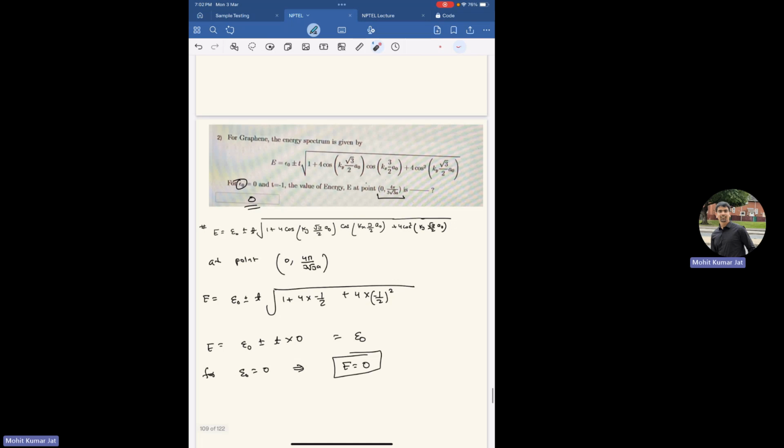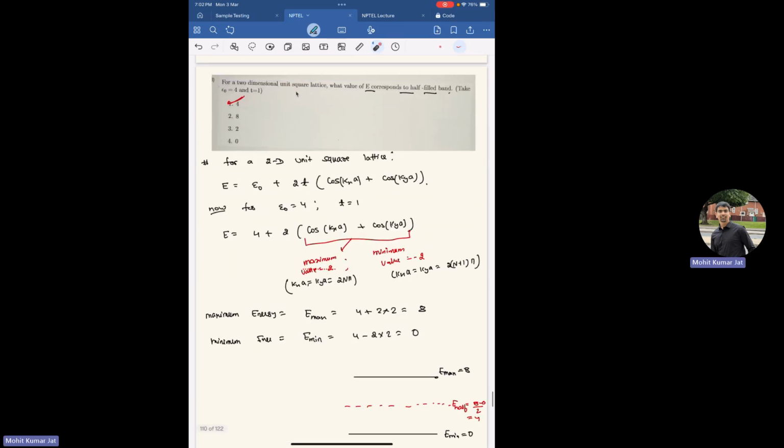Now moving to the second question. For graphene, the energy spectrum is given by E equals E0 plus minus T under root of this quantity. They ask what is the value of the energy E at the point 0, 4 pi by 3 root 3. We know that this is the K point coordinate. We calculated it in the previous question, but we still do it. What we find is that this term goes to 0, and the energy is equal to E0, and E0 here is 0, so the total energy E is equal to 0. That's the answer for this question.